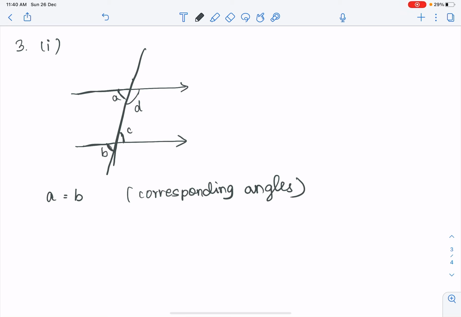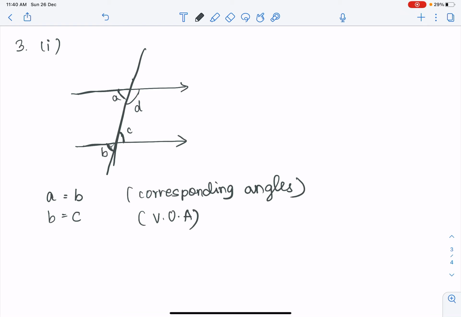C, right? Because of vertically opposite. So write B is equal to C because of vertically opposite angles, right? Then C is not equal to D, right? Because it is co-interior and it should be equal to 180. But no, that is not the case here.